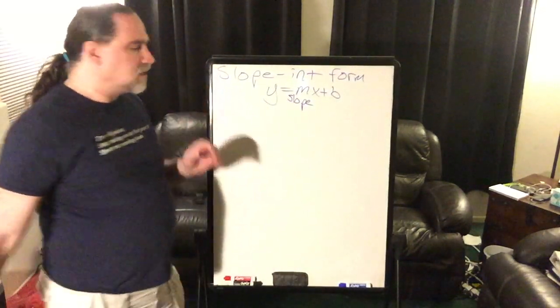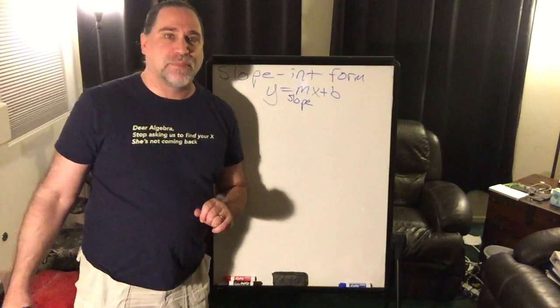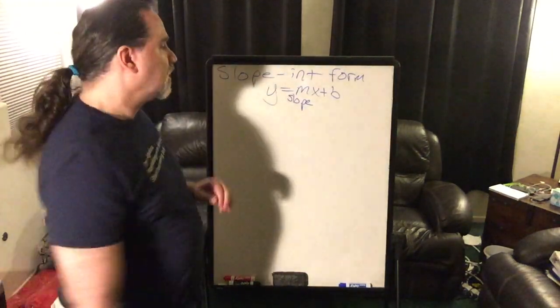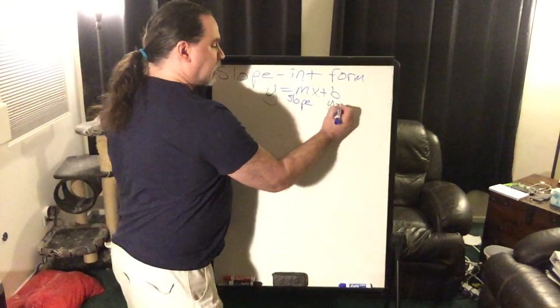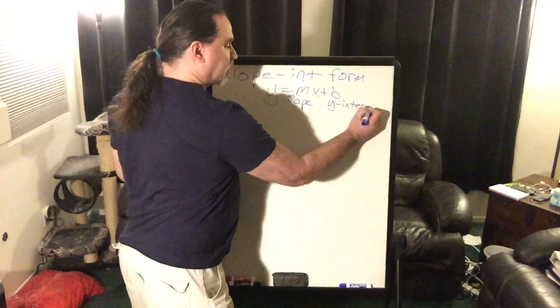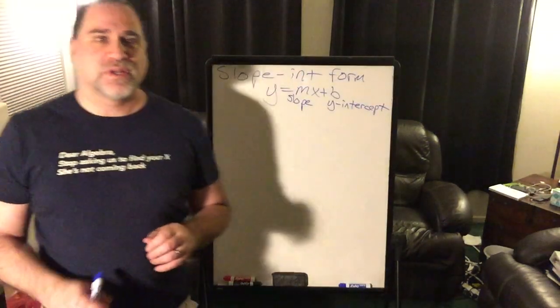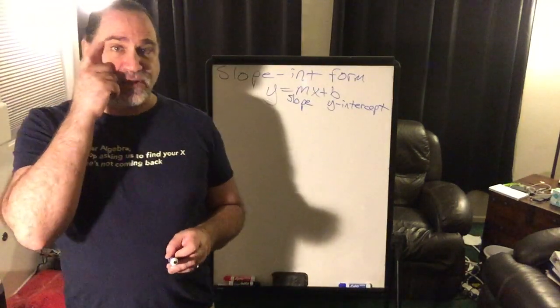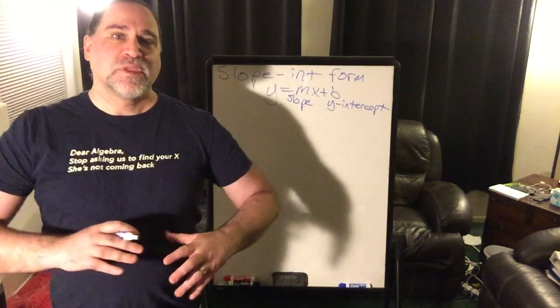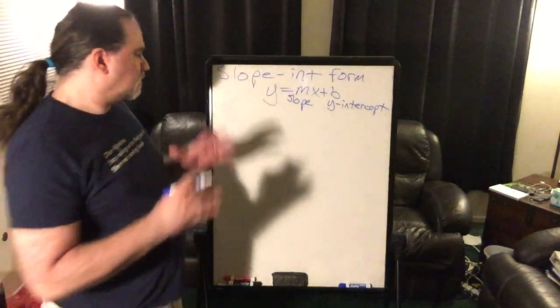So there's the slope. We really need to talk about the b value. The b value is the y-intercept. I'm going to write it all the way out here. The y-intercept. Okay, we're going to talk a lot about what that means in this lesson.